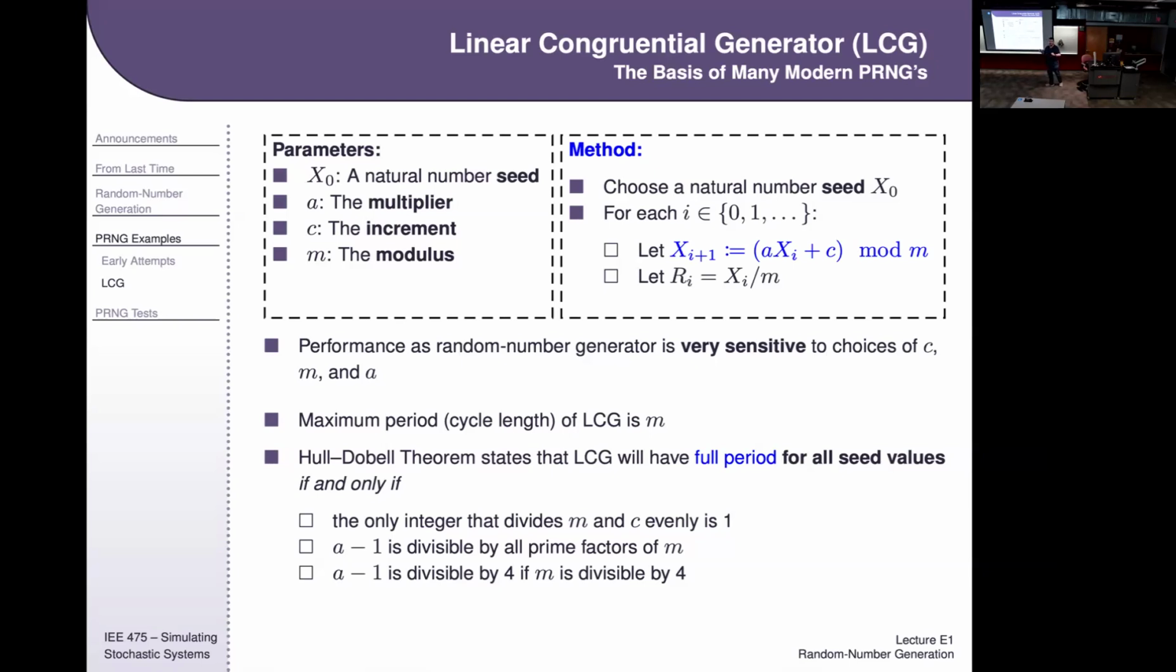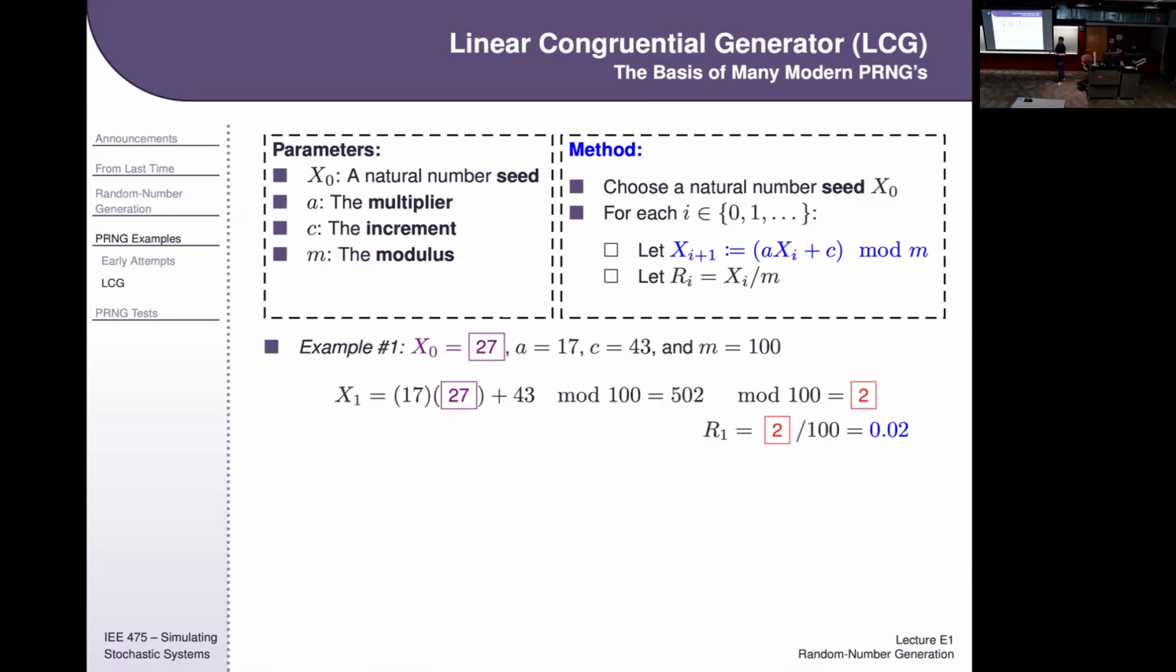That's much better than the middle square method, which is one of the reasons why we use this. So here's our example. We start with a seed of 27. Here are the parameters. We plug in 27 times the multiplier. We add 43. That gives us a number that is 502. We then do 502 mod 100. What's the remainder when you divide 502 by 100? It's 2. Then you do 2 divided by this modulus, so our random number is 0.02. And so that's how we generate our first random number.